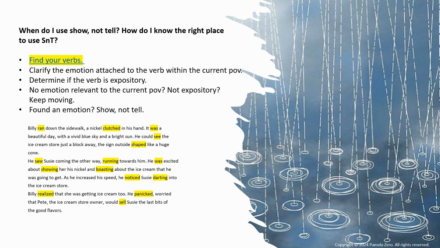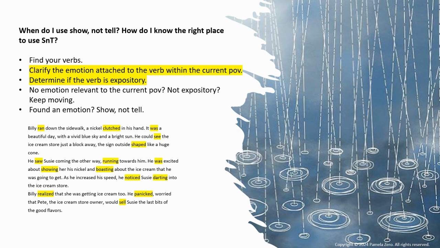Once you identify all your verbs, you're going to clarify the emotions that are attached to the verbs within the current point of view and determine if the verb is expository or not. Now that's a mouthful of words. Let's see what that actually means. First of all, what's our point of view? Our point of view is Billy and his point of view.